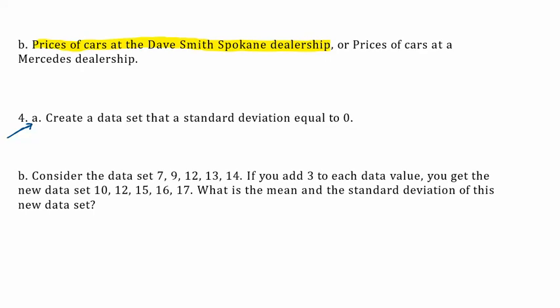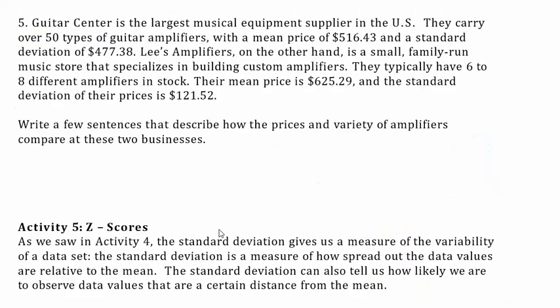Consider the data set 7, 9, 12, 13, 14. If you add 3 to each data value, you get the new data set 10, 12, 15, 16, 17. What is the mean and the standard deviation of this new data set? So what I would like you to do for that one is actually complete that and go through the computation. And I will provide those answers to you so you can check your work. But I want you to do that one on your own. And same thing with number 5 here. Take your time, read through this, think about this situation, and then answer this question as well.